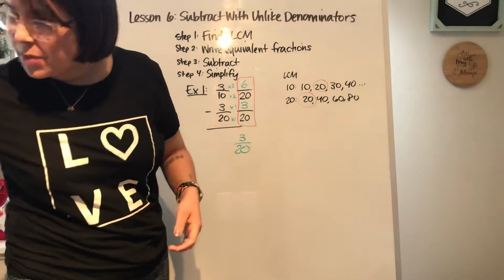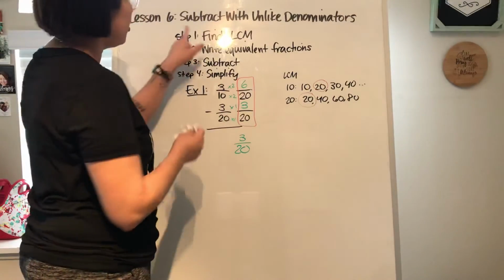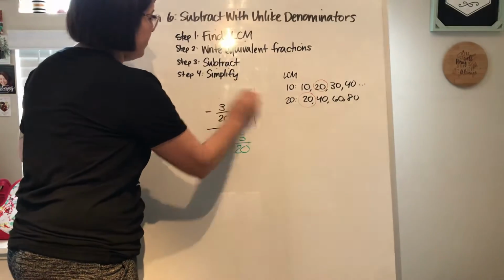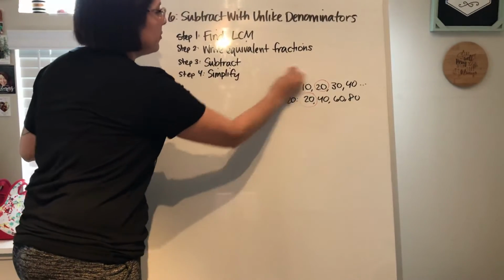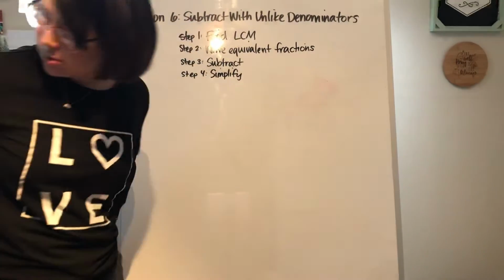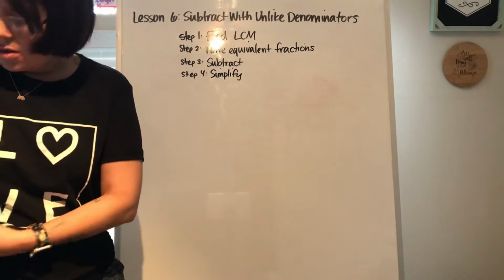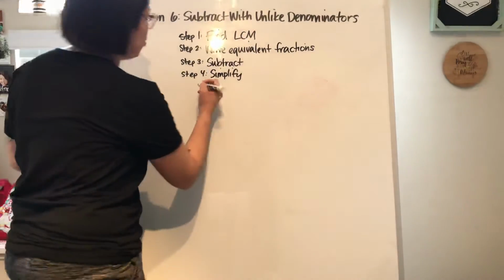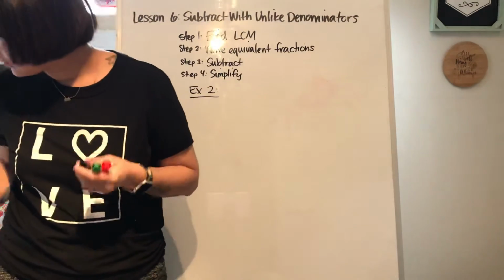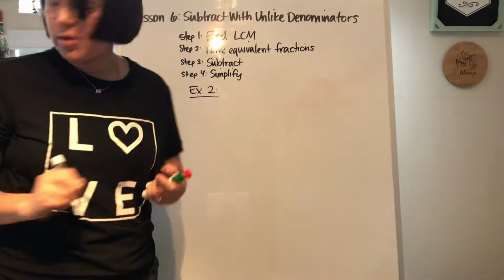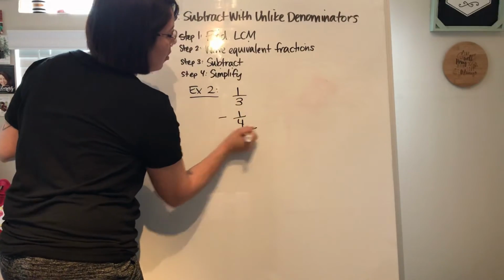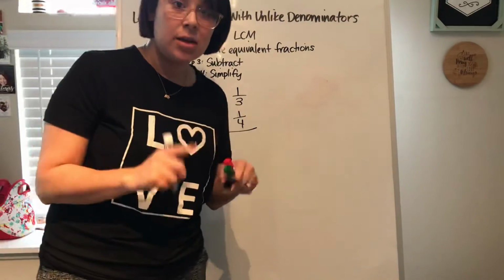All right. I'm going to give you one more example. I'm going to erase this here. Actually, I think I'll keep it. All right. Let's do another example. It's going to be a little bit trickier. Example 2. 1/3 minus 1/4.